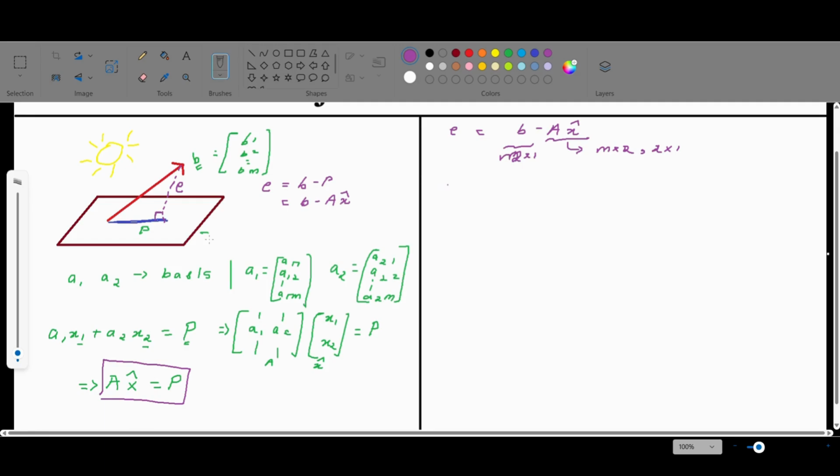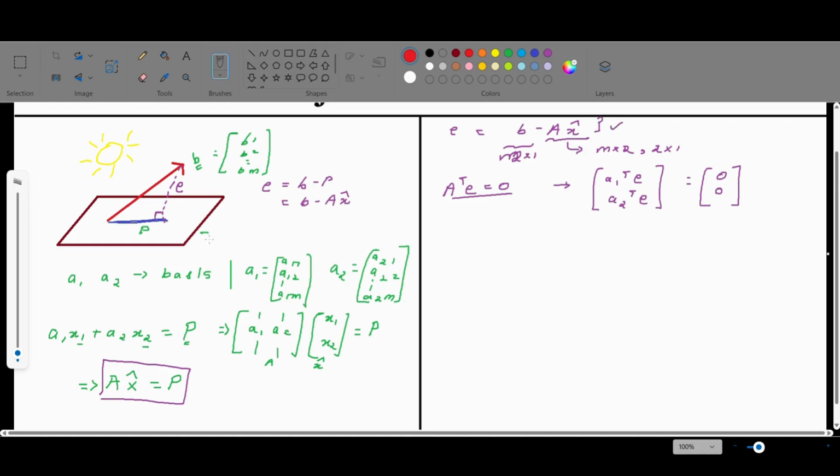Now, we say that A transpose E is equal to 0. Because we want to use both a1 and a2 so that we can find out x1 and x2. Expanding it, just for your information, it would be a1 transpose e, a2 transpose e is equal to 0, 0. But we will use the non-matrix format, this non-expanded format.